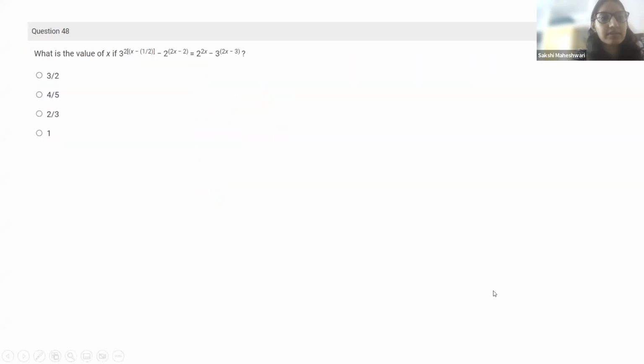Now let's move to this question. Okay, so you can easily understand what you need to do here. This is kind of a medium question you could have attempted in the second round also. So if we simplify, this gives you 3 into 3^(2x-1) minus 2 into 2^(2x-2) is equal to 2^(2x).